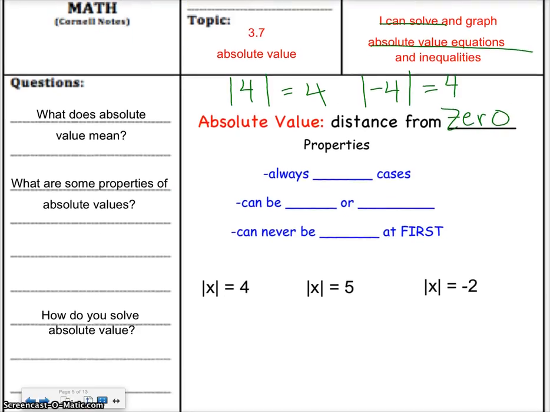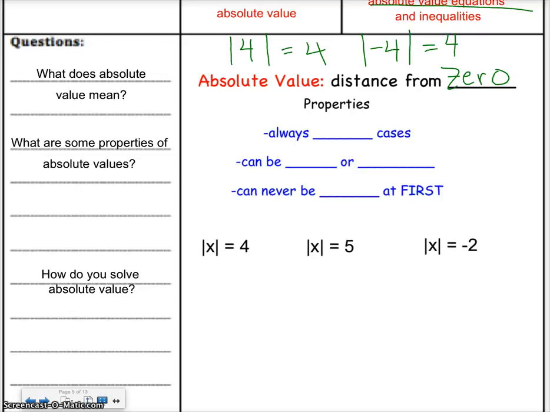Here are the properties. There's always two numbers that are equidistant from 0. Notice my example in the beginning. There's always two numbers that are that far away from 0 on a number line. 4 is far away from 0. Negative 4 is far away from 0. So there's always two cases. The cases: it can be positive or it can be negative.